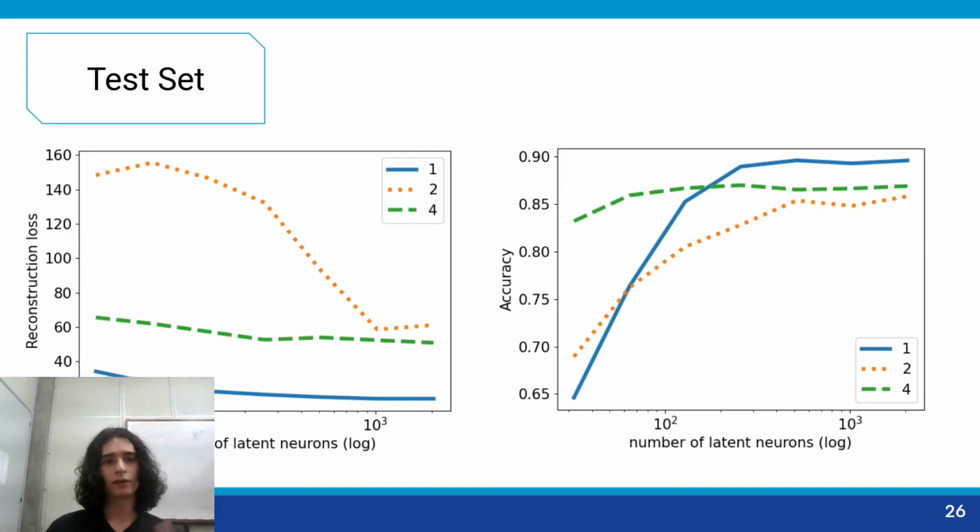So for the test set we get the following results. As we increase the number of latent neurons, we decrease the reconstruction loss, and we can also increase the accuracy of the classification. The different colors here show the network for different numbers of hidden layers. So we train the networks with 1, 2, and 4 hidden layers. And you can see here that as we increase the number of latent neurons, we increase the accuracy.